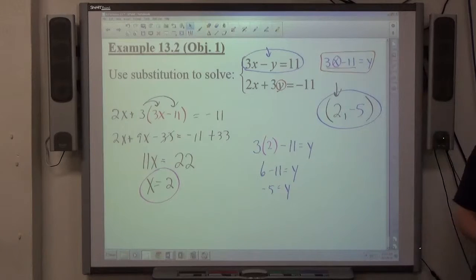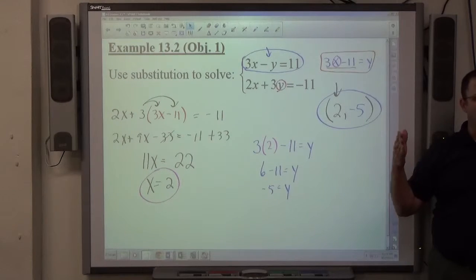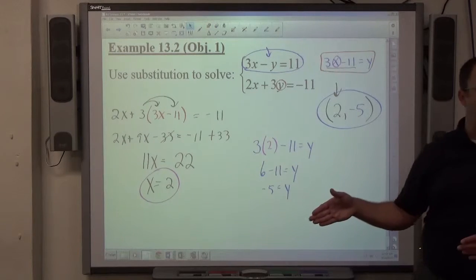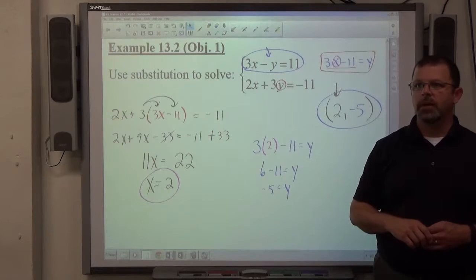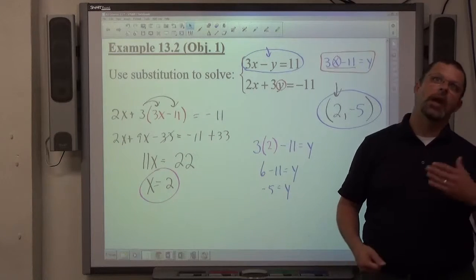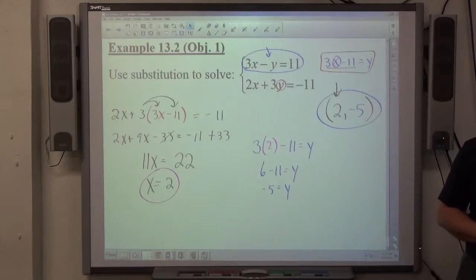Substitution again with linear equations works 100% of the time. So does elimination. Don't get to a point where you're just using one every single time. Use both, get good at both, because again, when we get to nonlinear systems this year, x squareds, y squareds, x times y show up, we have to use substitution sometimes. We have to use elimination other times. We have to be good at both. So be practicing both.